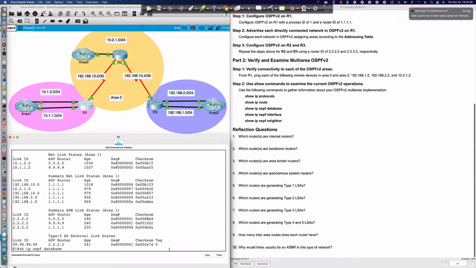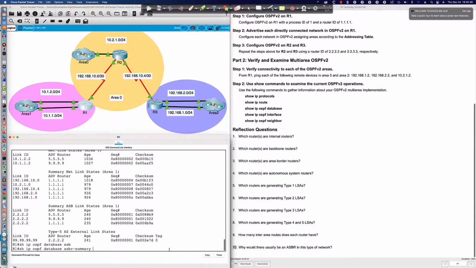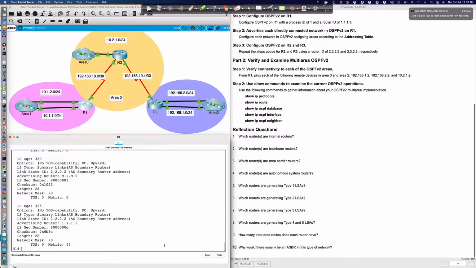Let's take a closer look and say ASBR summary. And specifically, we'll look at this one right here. And you can see who's the router that's advertising that. It's the 1.1.1.1. What's the link state ID for the ASBR? It's the 2.2.2.2. And the problem with that is that router 5 and 9 don't have a type 1 LSA and don't know how to get there.